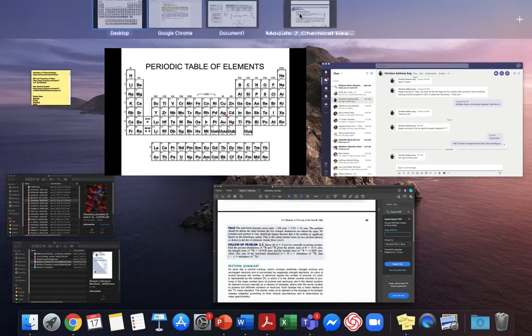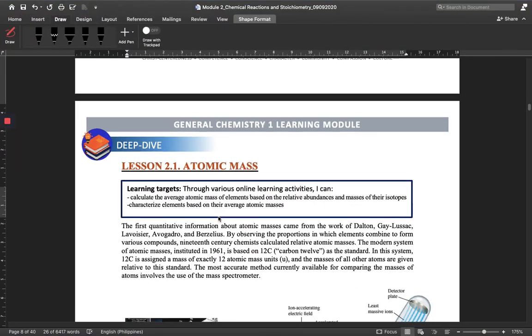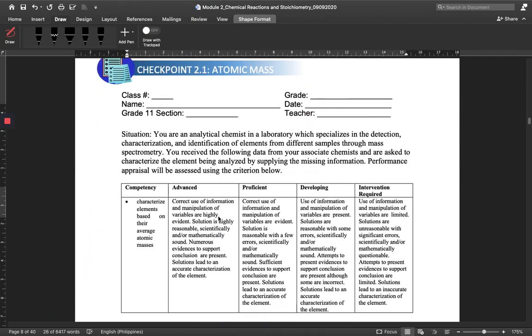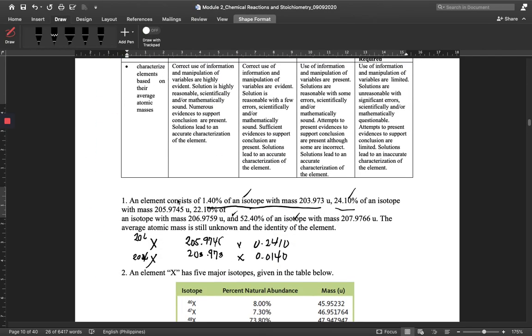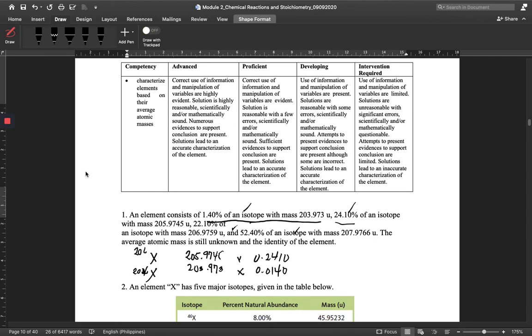If you look at your module here in the atomic masses activity, you are asked to determine the element which has the following isotopes. Based on the relative or average atomic mass, you are going to find the identity of the element. So that's it for atomic mass.